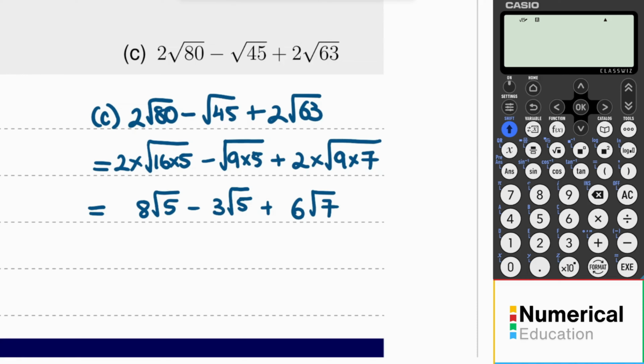Now, a lot of students might just carelessly leave this as the final answer, but we're not done because these first two terms over here are like surds. They both have the same surd, root 5. So we can simplify that, right? So if you have 8 root 5s and you're getting rid of 3 root 5s, you're going to have 5 of them remaining plus 6 root 7. We can't add these two together because they have different surds. So root 5 and root 7, they're not like surds, so you can't add them. So that just means that this entire question here will simplify to 5 root 5 plus 6 root 7.